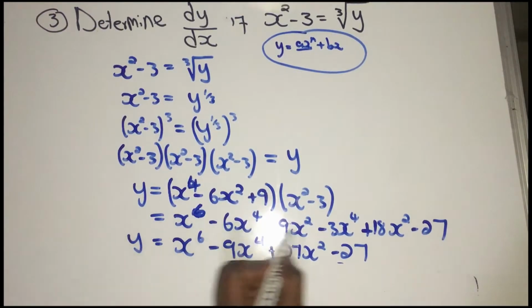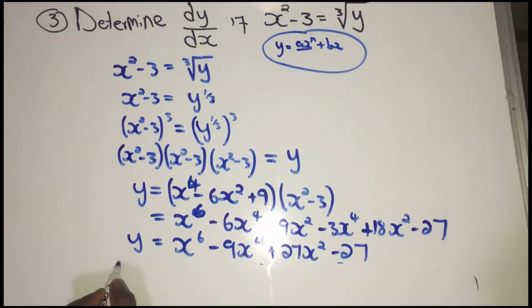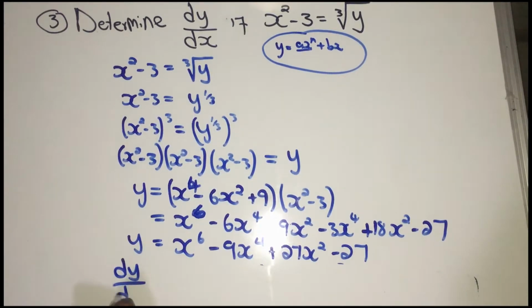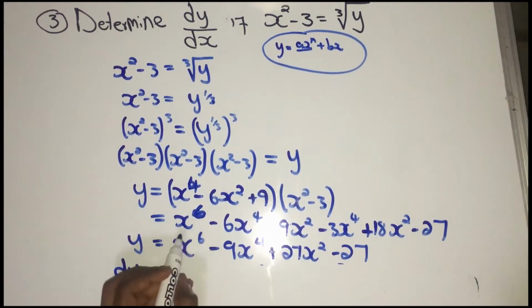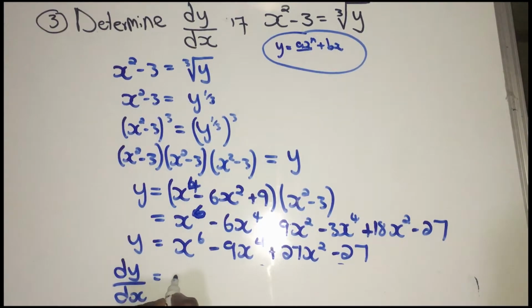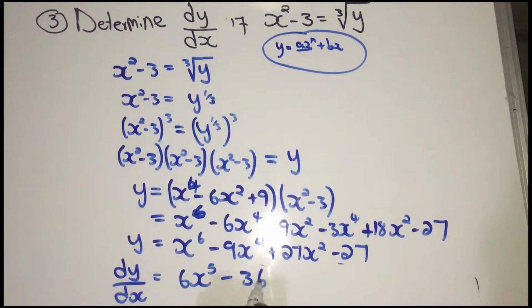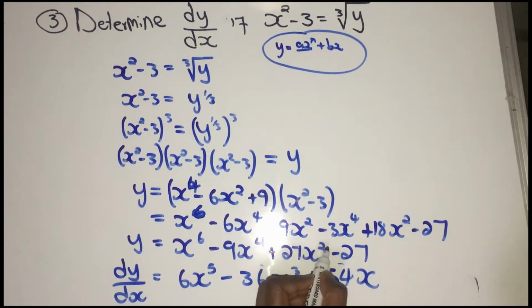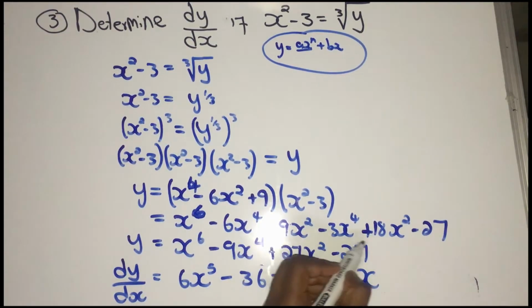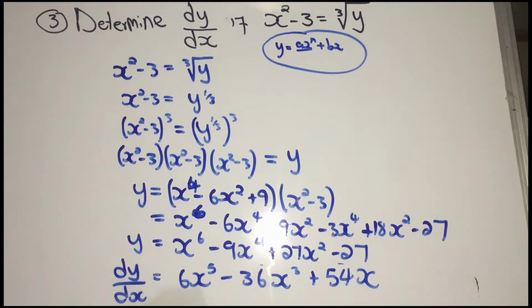After this simplification, we can go ahead and find dy dx. So that's going to be 6 multiplied by 1, so that's 6x to the 6 minus 1, that's 5, minus 4 multiplied by 9, that's going to be minus 36x, and then 4 minus 1, that's 3, and then plus 27 by 2, that's 54, just x because it's 2 minus 1, and then the derivative of a constant is 0, that's going to be minus 0. So that is the final answer.